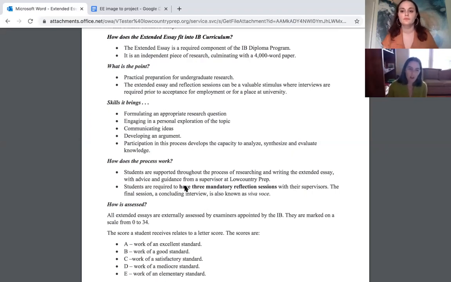Another question I get a lot is, how are the extended essays scored? These are scored by IB examiners outside of Lowcountry, but they are on a scale of 0 to 34, and students are given an A, B, C, D, or an E. I will point out that you can get a C. Many students know this. You can still get a C on the extended essay and get 1 point towards the diploma program. So I just want to make that clear that you can get an A, B, or C to earn those extra points that will go towards that final overall score.